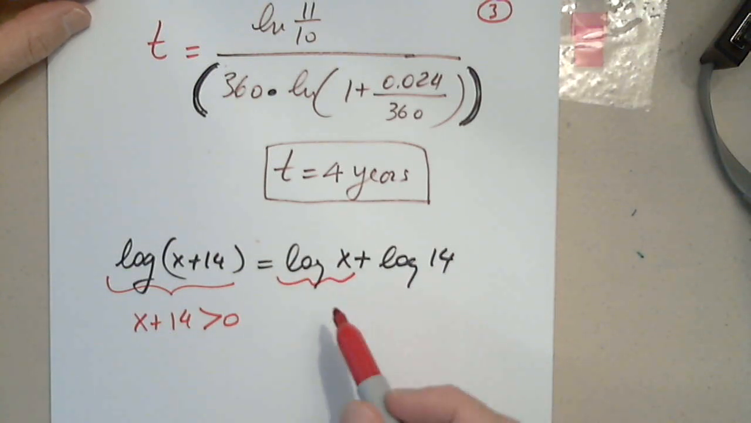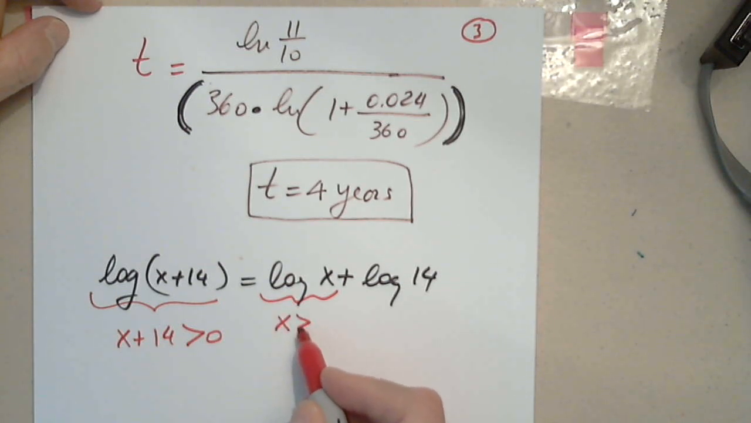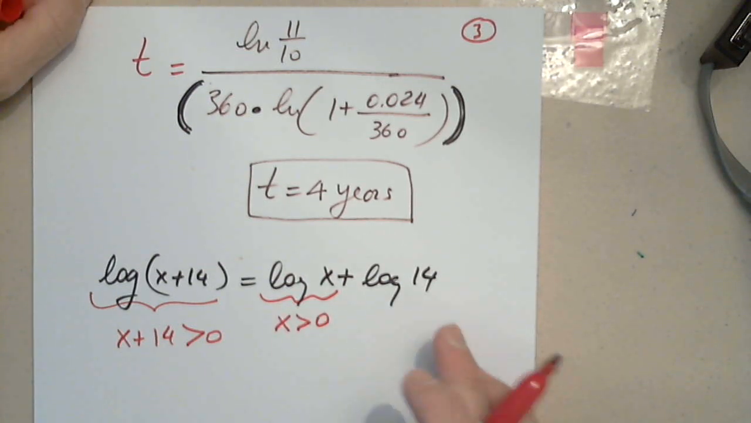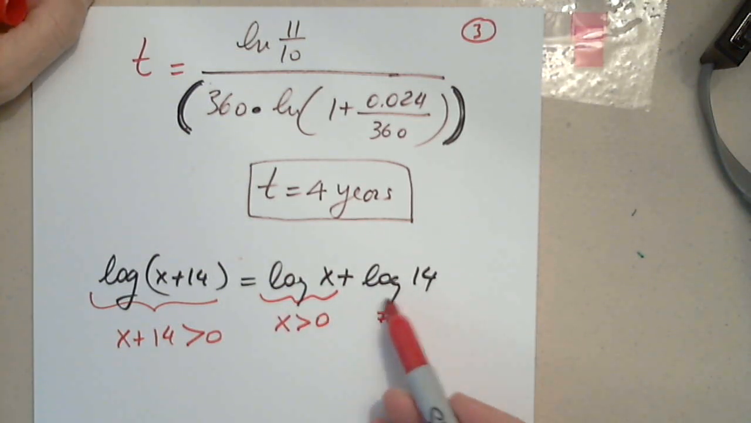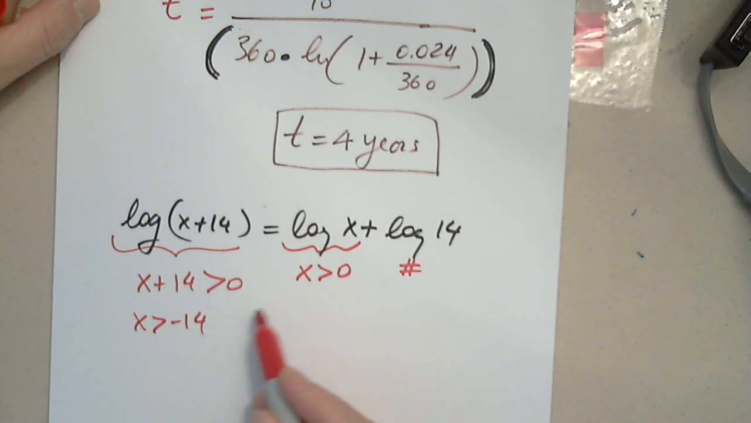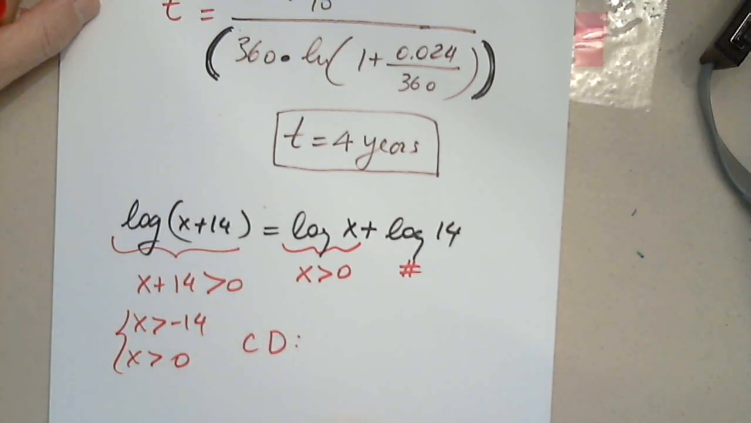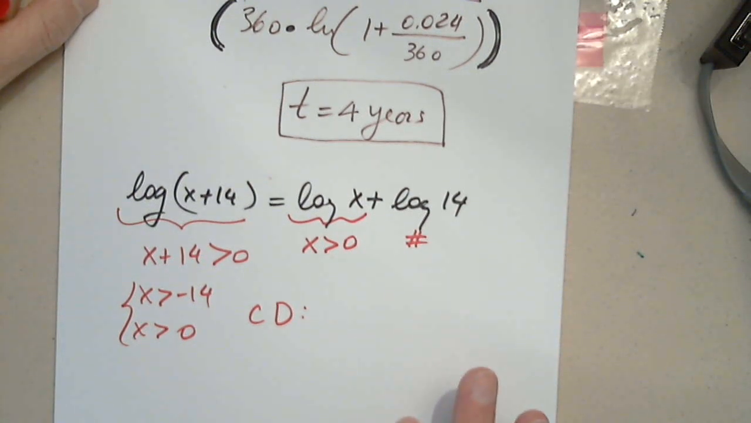For this function, again, I don't call it friendly. I have to write a restriction. This is just a number. I'm not going to state any restrictions on a number. Okay, so x has to be greater than negative 14, and x has to be greater than 0, and I need the common domain. You don't have to rush through this.